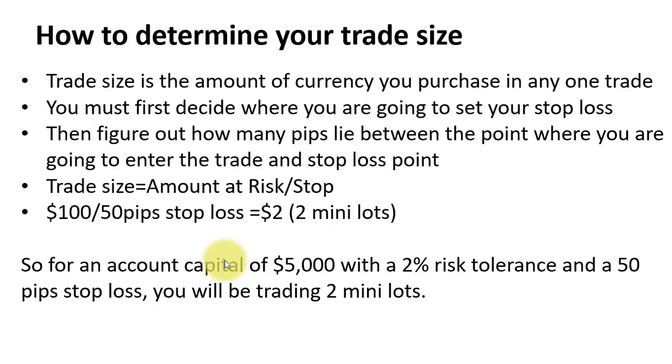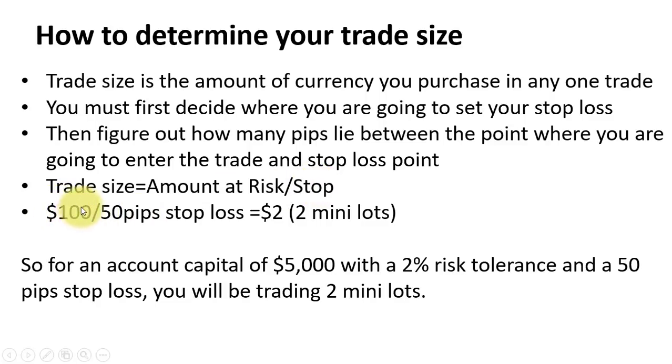To determine your trade size, you must first decide where you are going to place your stop loss. We will talk about stop loss very soon. Once you have determined where to place your stop loss, you have to figure out how many pips lie between the point you are going to enter the trade and the point you are placing your stop. Once that is done, all you have to do is look at the equation to find your trade size. So your trade size equals the amount at risk divided by the stop loss.